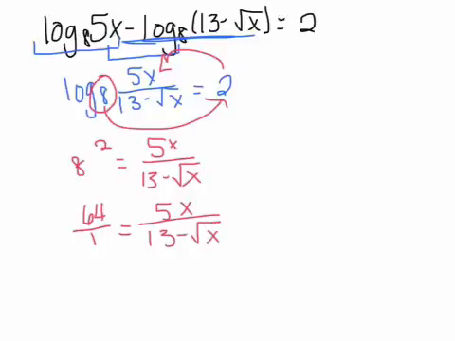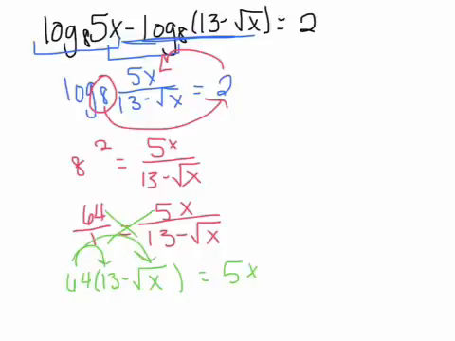So from there, I'm going to go ahead and cross multiply. So 64 times 13 minus the square root of x equals 5x. I'm going to then distribute everything, and I'll distribute that on the next page. 64 times 13.